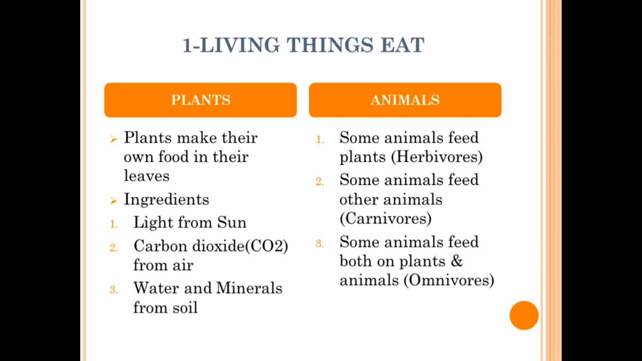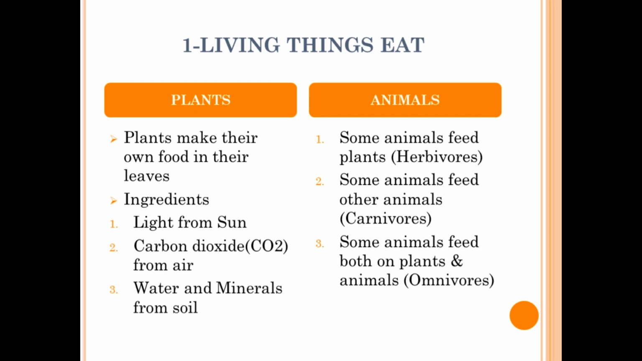First characteristic: living things eat. Plants make their own food in their leaves. The ingredients which are used by the plants to prepare their own food are: number 1, light from the sun. Number 2, carbon dioxide or CO2 gas obtained from the air. Number 3, water and minerals from the soil.